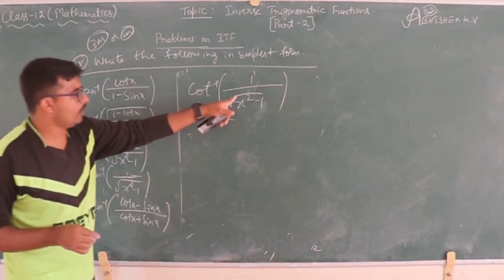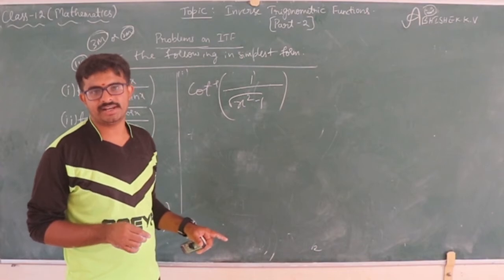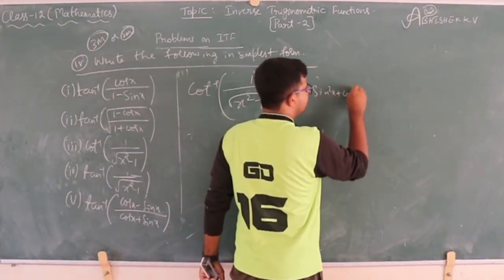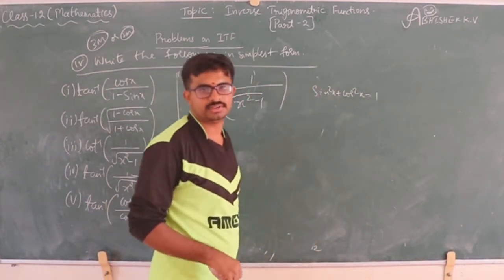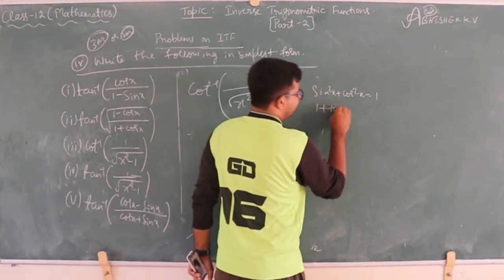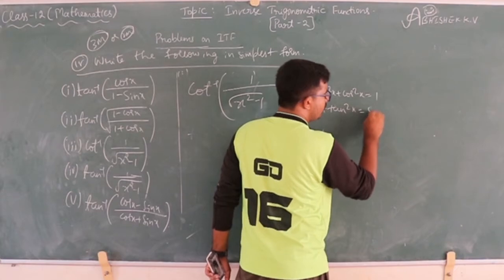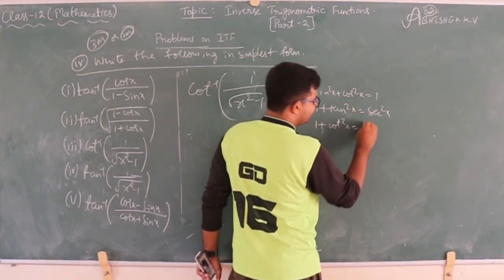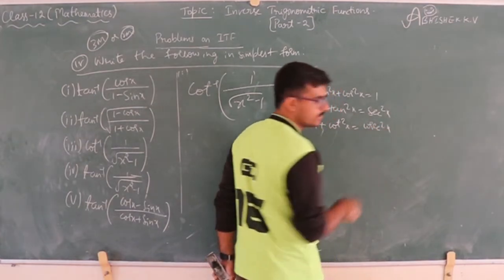See, cot inverse of 1 divided by root of x square minus 1. We all know sin square x plus cos square x is equal to 1. 1 plus tan square x is equal to secant square x. 1 plus cot square x is equal to cosecant square x.